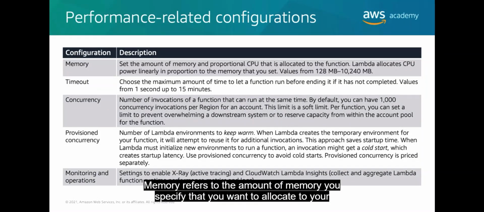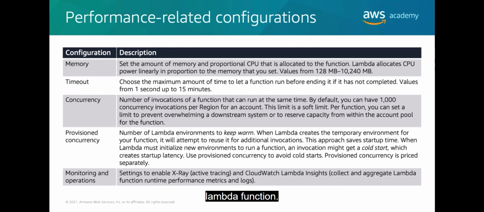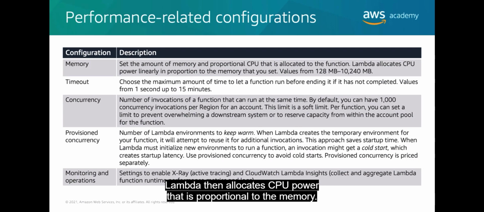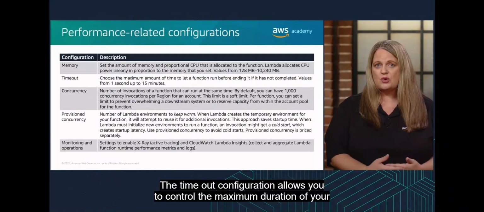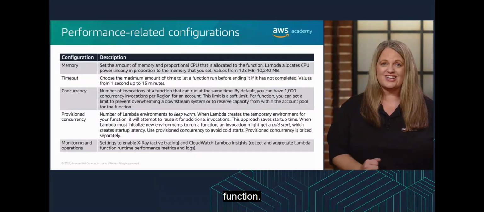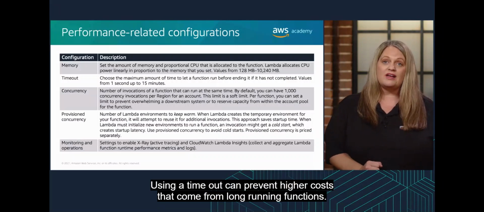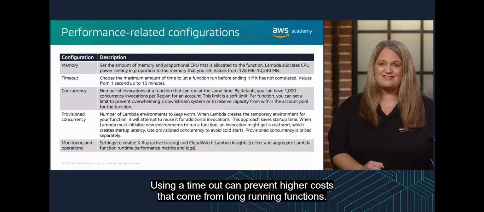Memory refers to the amount of memory you specify that you want to allocate to your Lambda function. Lambda then allocates CPU power that is proportional to the memory. Lambda is priced so that the cost per 1 millisecond of function duration increases as the memory configuration increases. The timeout configuration allows you to control the maximum duration of your function. Using a timeout can prevent higher costs that come from long-running functions.